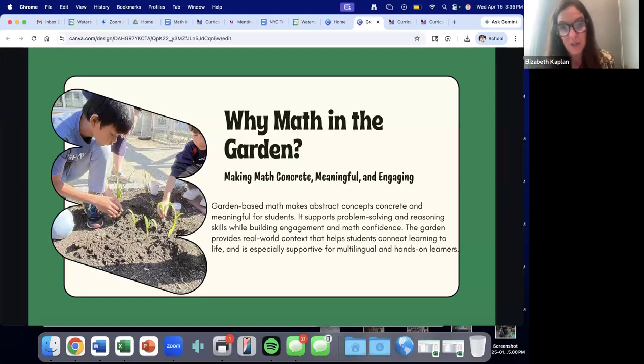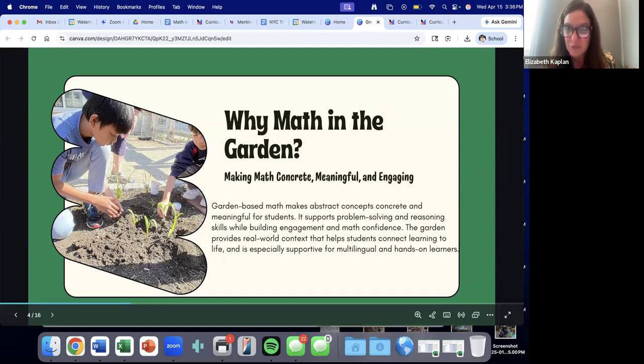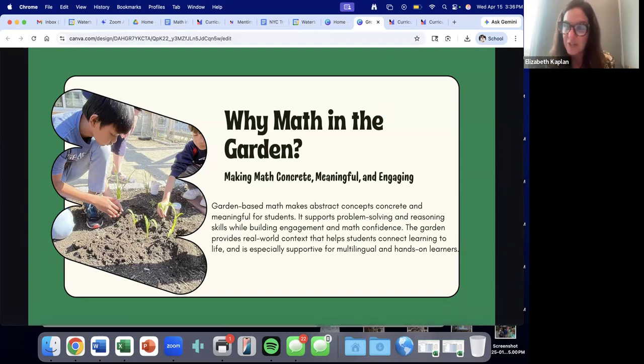So we follow a concrete, pictorial, abstract approach. Concrete is when we are actually using manipulatives or concrete materials. Pictorial is when we're using images, and abstract is that standard algorithm that we all learned when we learned math. It's long division, it's all of that.